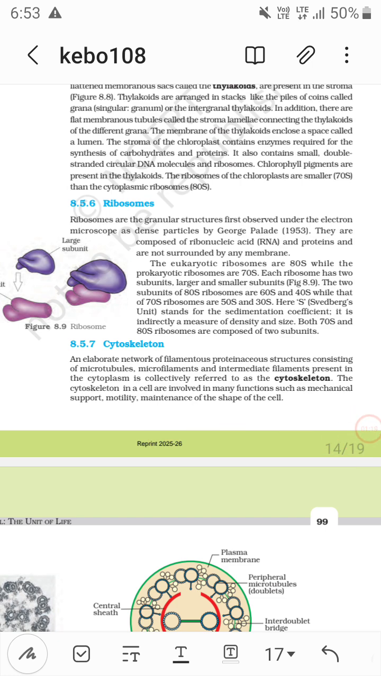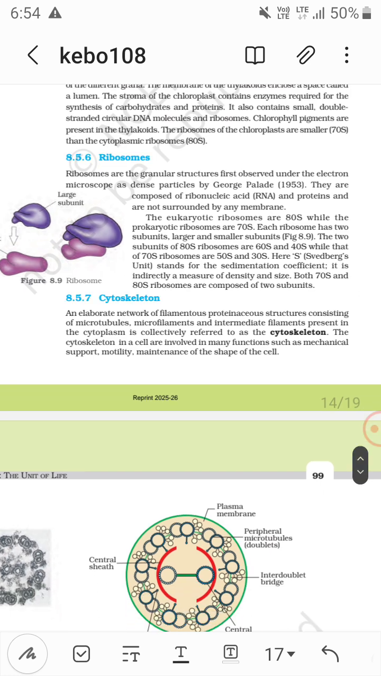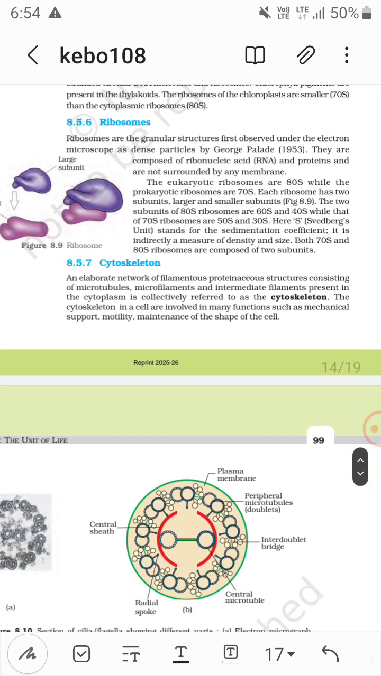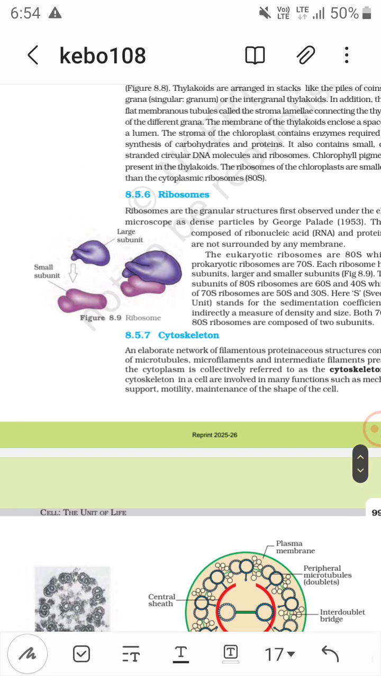Now eukaryotic has 80S, prokaryotic 70S. Now each ribosome has larger and smaller subunits. So in 80S, 60S and 40S, in 70S, that is 50S and 30S. Now S stands for sedimentation coefficient. It is indirectly a measure of density and size. So both 70S and 80S are made up of two subunits, a larger one and a smaller one. See in the diagram how the larger subunit and the small subunit look, as this can be asked in the exam.